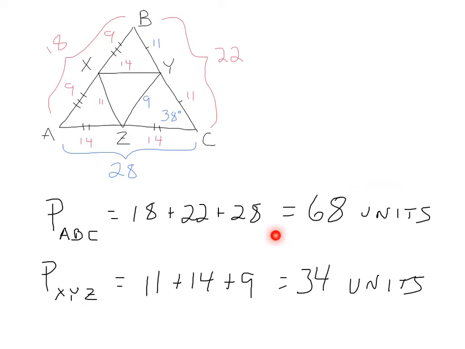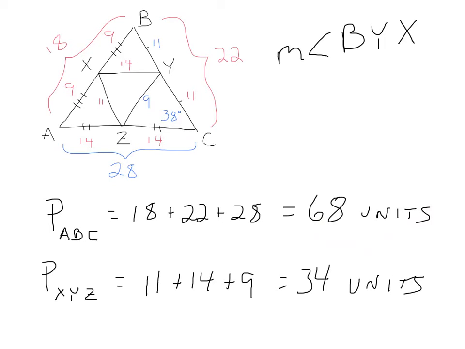The thoughtful observer will notice that the midsegment triangle has a perimeter exactly 1/2 of the outer triangle, and that seems to reason, since each length of the midsegment is half of the length of a base of the outside triangle.